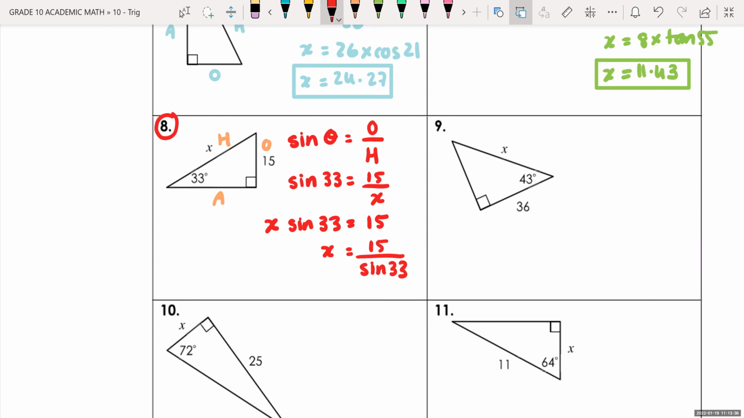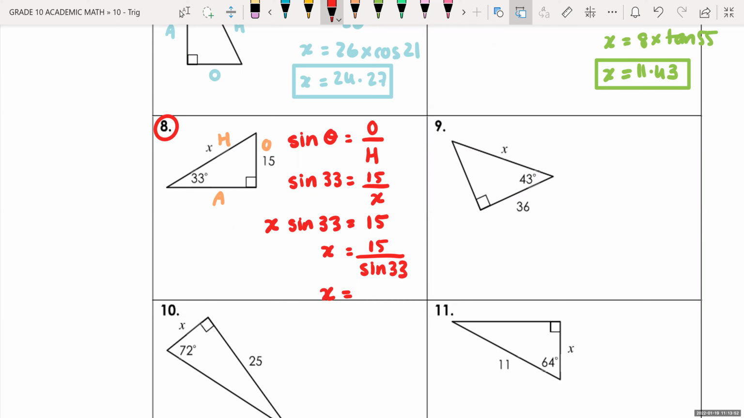So just make a little note to yourself that when the x is at the bottom, it just requires an additional step. You move the x to the front of the sine, and then the sine 33 you move to the bottom, and now you can just solve it as usual.